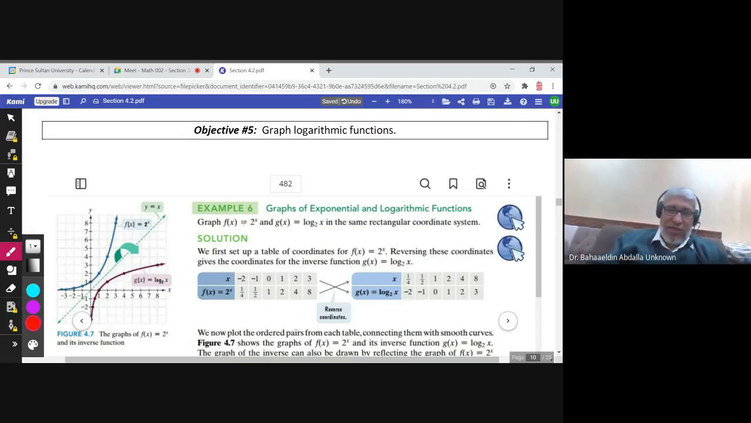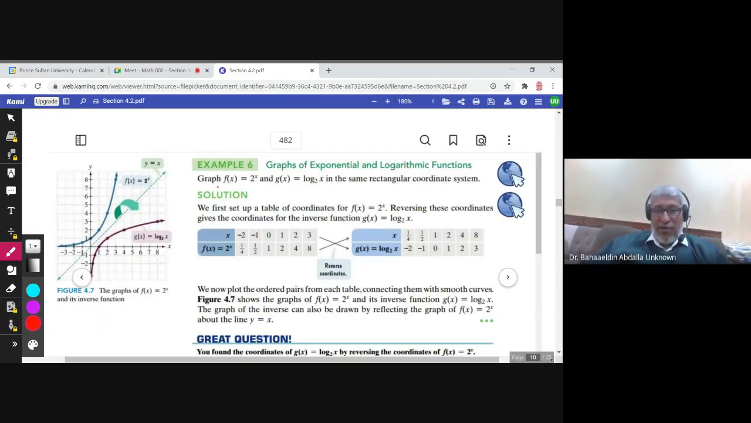Look at the question here in this example. It says graph f of x equals 2 to the power x and log x to the base 2 in the same rectangular coordinate system. The same rectangular coordinate system, like this. So this is the graph of f of x equals 2 to the power x, and this is the graph of g of x equals log x to the base 2. What is the relation between the two graphs? Since g is the inverse function of f, then if you interchange x and y, you go from f to g. So to graph g, you start by graphing f of x equals 2 to the power x.